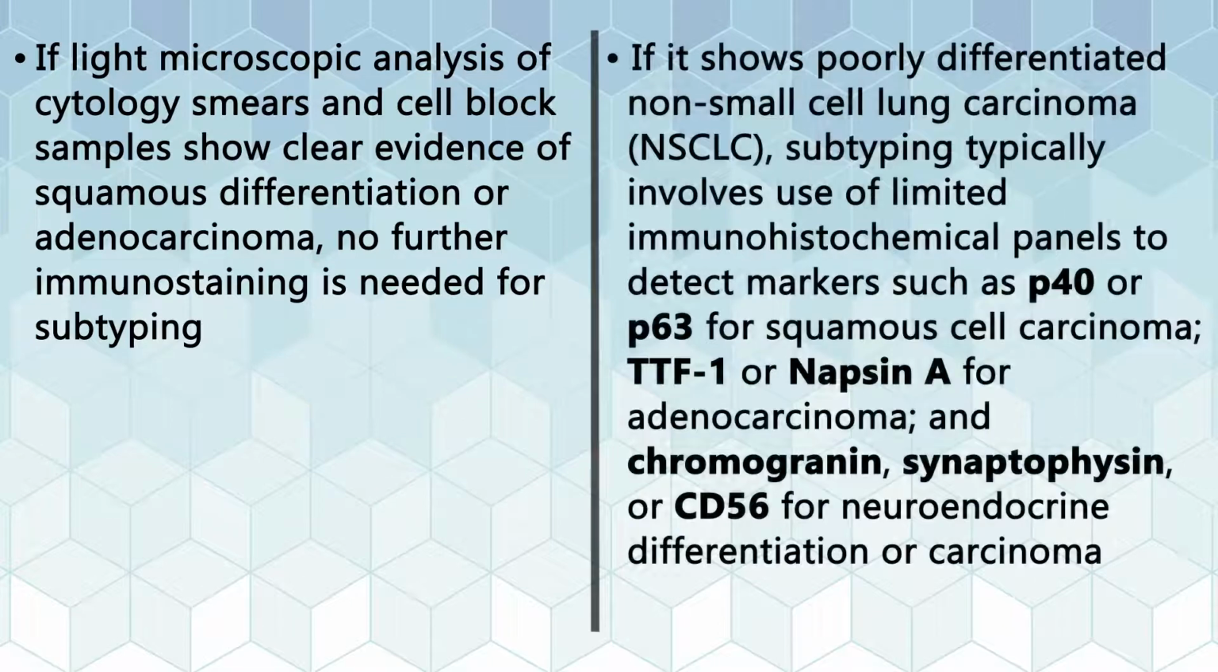If it shows poorly differentiated non-small cell lung carcinoma, or NSCLC, subtyping typically involves use of limited immunohistochemical panels to detect markers, such as P40 or P63 for squamous cell carcinoma, TTF1 or napsin-A for adenocarcinoma, and chromogranin, synaptophysin, or CD56 for neuroendocrine differentiation or carcinoma.